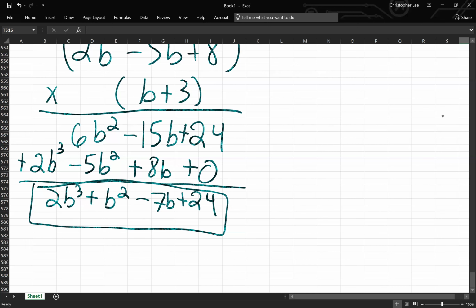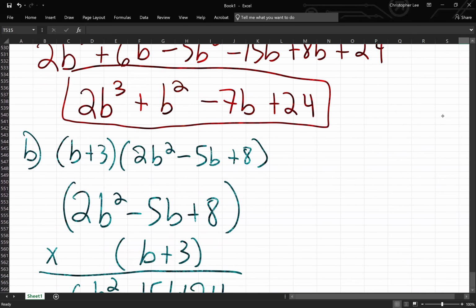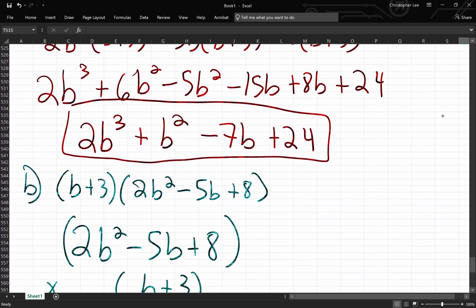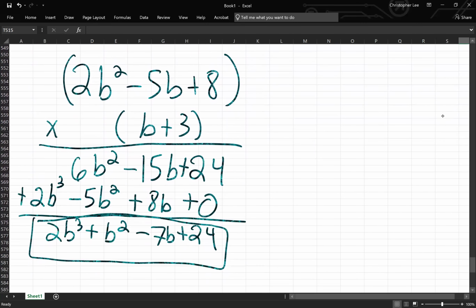Yes, you can do that. Yes, either way works. That's the same idea as me switching, doing the b plus 3 on top and the 2b squared minus 5b plus 8 on the bottom. So they are interchangeable, right? Long story short, 3 times 2 is the same thing as 2 times 3, right? Multiplication is commutative, so you can switch their order and get the same answer.